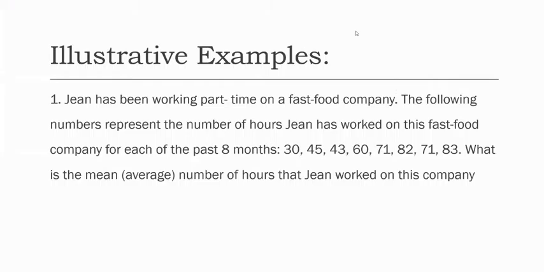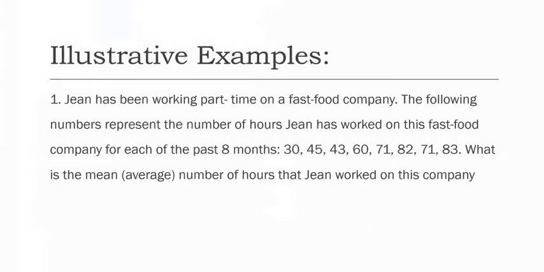Okay, let's have an example. Number 1. May we have one to read the problem? I'll just read it. Later on, you're going to participate here. Let's say Jean has been working part-time at a fast food company. The following numbers represent the number of hours Jean has worked at this fast food company for each of the past 8 months. So what is the mean number of hours that Jean worked at this company? I know you can easily answer this.